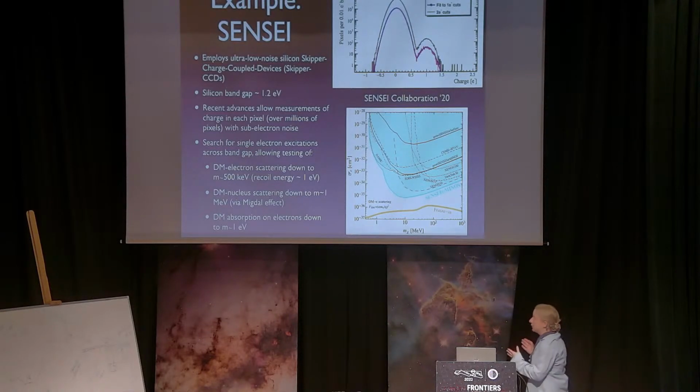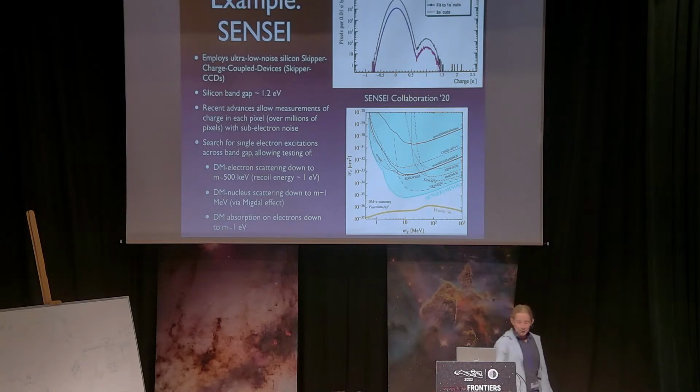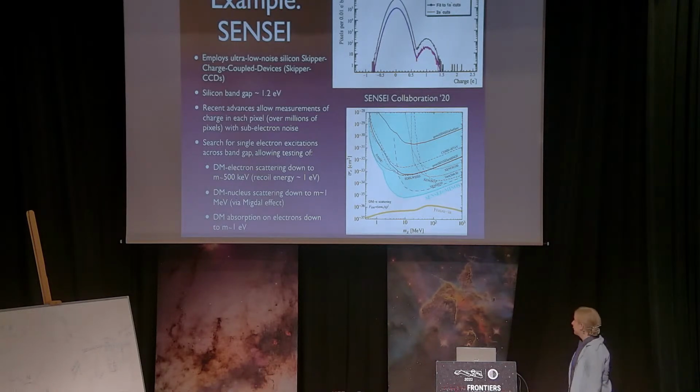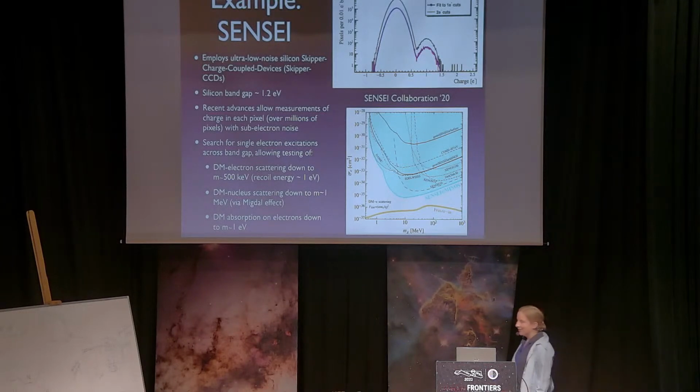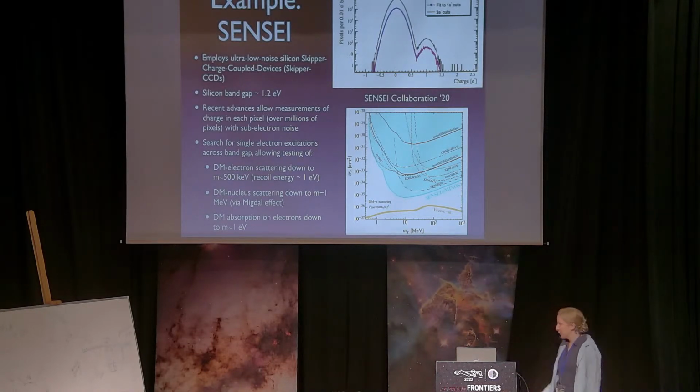Recent advances in detection technology basically allow you to have these CCDs with millions of pixels, which are sensitive enough that you can detect single electron excitations in any one of those pixels. So you can measure the charge in each pixel with sub-electron noise. I don't know the details of how they do this, just apparently you have these magic devices that can measure excitations across the band gap in individual pixels over a 1 million pixel system with sub-electron noise in each pixel.